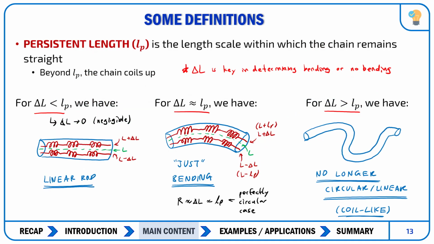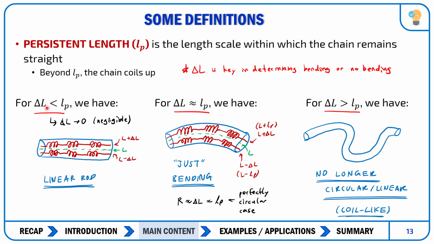So after that, we define persistent length, LP, as the length scale within which the chain remains straight. Anything beyond LP, we're just going to assume that the chain is no longer linear. It starts to coil up. So we noticed through our analysis that the delta L term is very important in determining whether there's bending or no bending. So we have three different cases that we looked at.